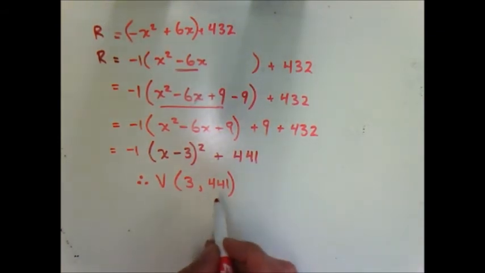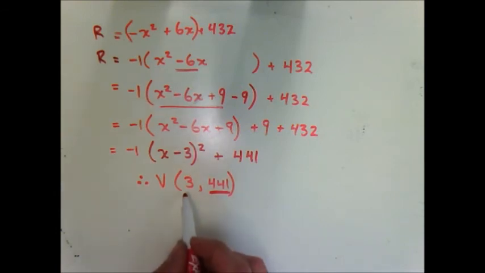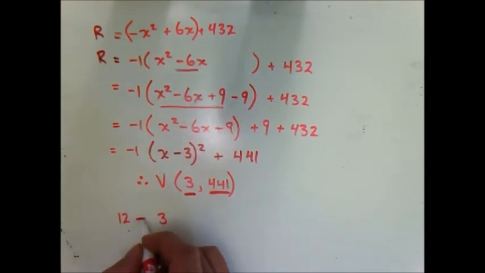And the question that we needed to ask was, at what price can Alex maximize his revenue? His maximum revenue is going to be $441 per day, but that doesn't tell us what price he should rent them out at. We have x equals 3. So we have 3 price reductions.